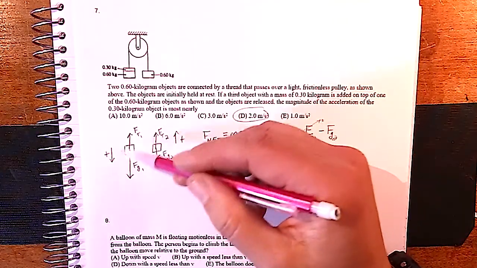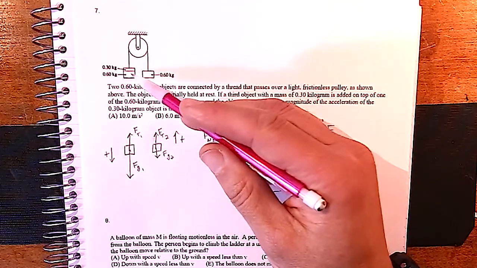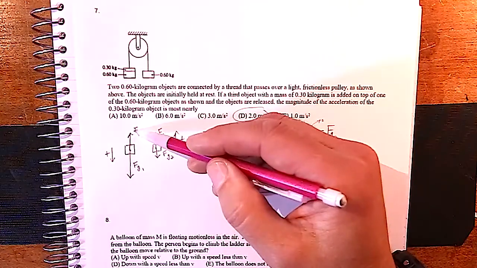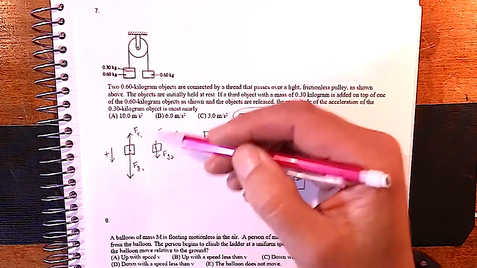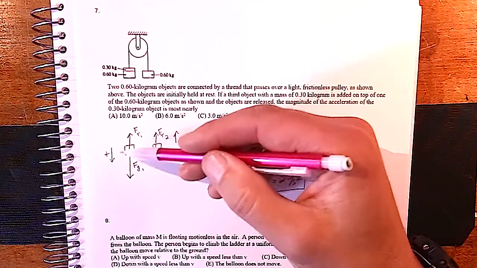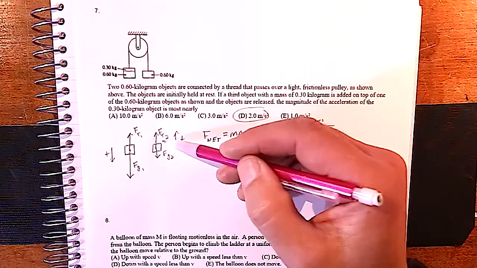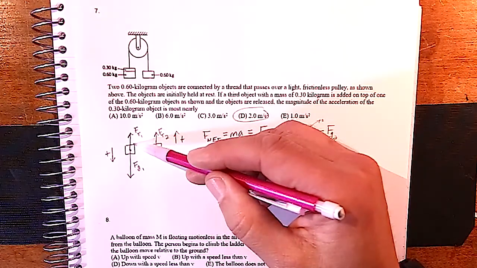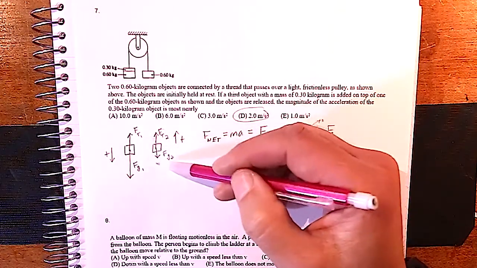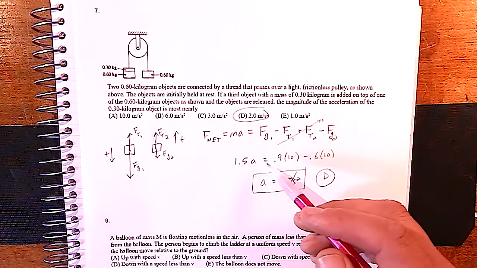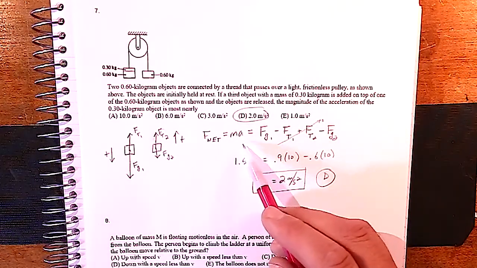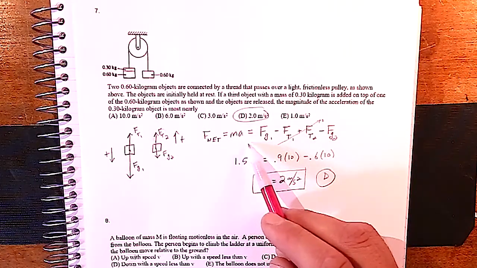So I drew some free body diagrams here. For the block on the left, we have a tension up and the weight down. And I'm going to call down positive. That's the direction of acceleration. And we have an equal force of tension in the opposite direction, tension 1, and the weight of the other mass. So if we write a net force equation, we have F net equals ma.